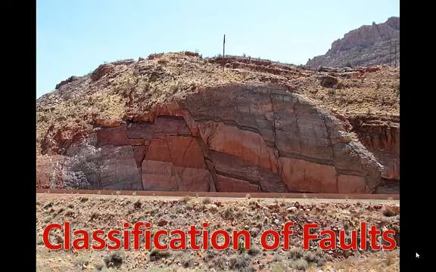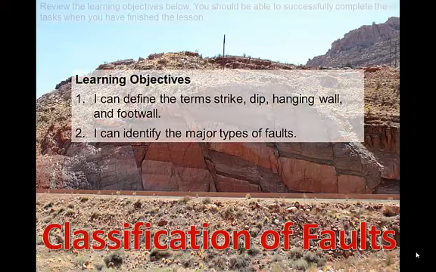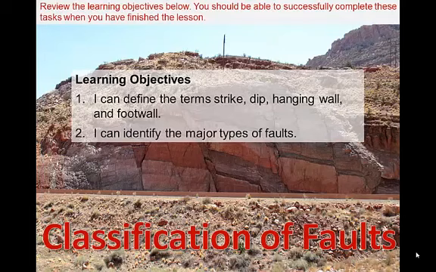Earthquakes occur as a result of motions on faults. In this lesson, we examine how geologists characterize and classify faults. We have two learning objectives: to introduce key terms geologists use to classify faults, and to illustrate examples of the major faults so that you can learn how to draw a labeled sketch of each type of fault.